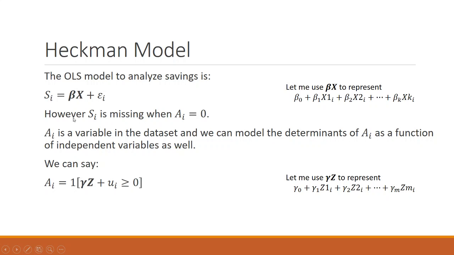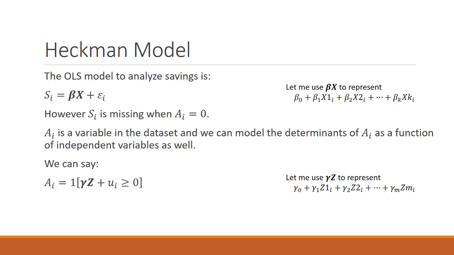So S is missing when A equals 0. All right. Now, here's the trick. Here's the thought. This A variable, whether or not you have a savings account, this A variable can be modeled. It means this A variable is a decision.